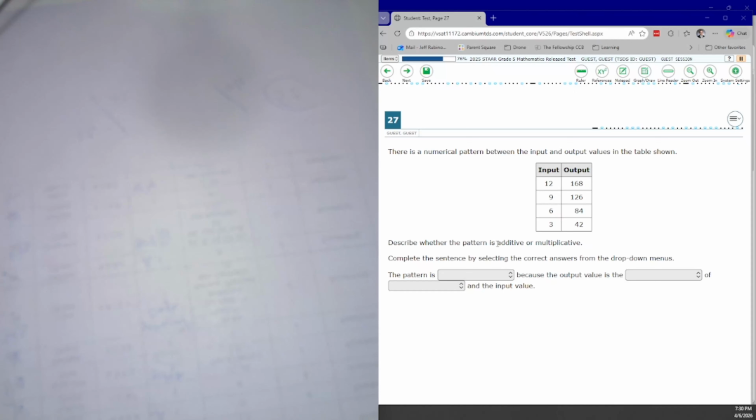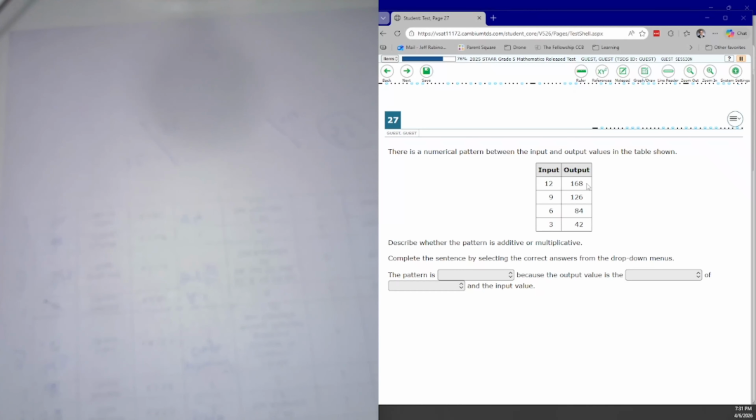I'm going to figure out first, is it additive or multiplicative? Remember, additive means whatever I add to 12 to get 168, I have to do the same here, the same here, and the same here to get those numbers. Well, I can already tell you that it doesn't look like it's going to be additive, but we're just going to play along and figure out for sure.